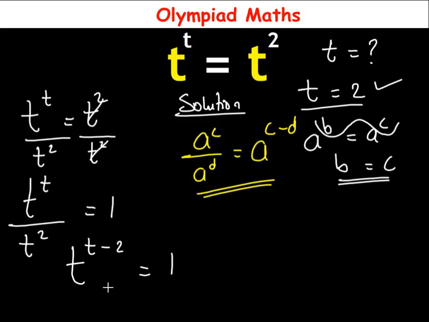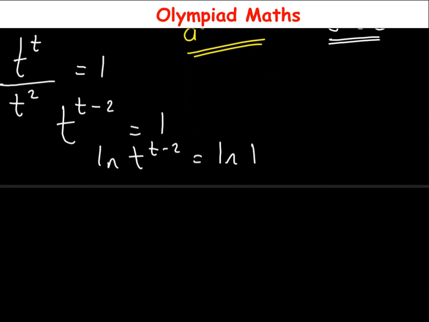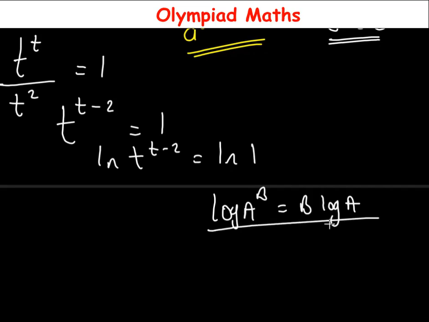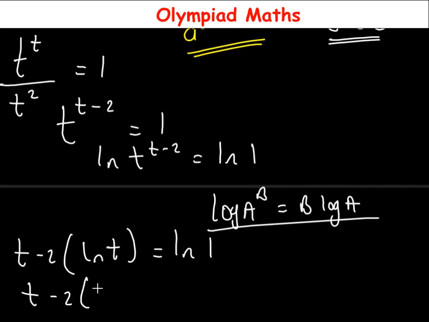Now to solve this further, we are going to introduce natural logarithm to both sides of the equation. So ln t raised to power t minus 2 is equal to ln 1. To solve this, we are going to introduce a property of logarithm that if you have logarithm of a raised to power b, this equals b times logarithm of a. Now you can apply the rule of logarithm to natural logarithm. So in this case, power t minus 2 then becomes t minus 2 multiplied by ln t, which equals ln 1. So t minus 2 multiplied by ln t is equal to ln 1, which is equal to 0.